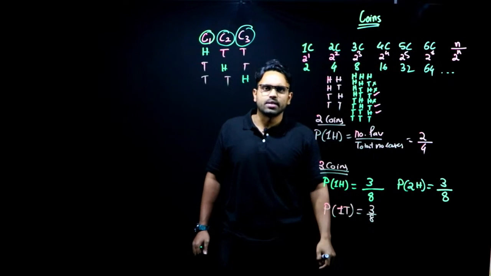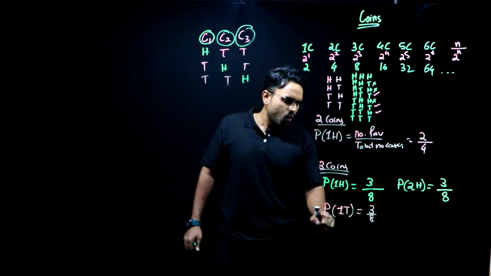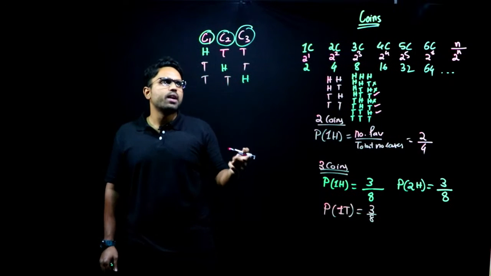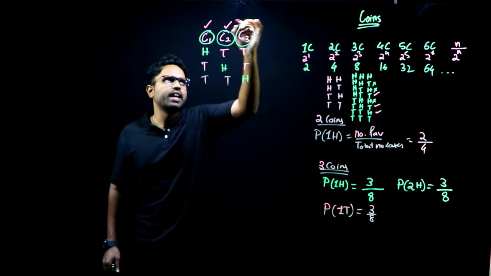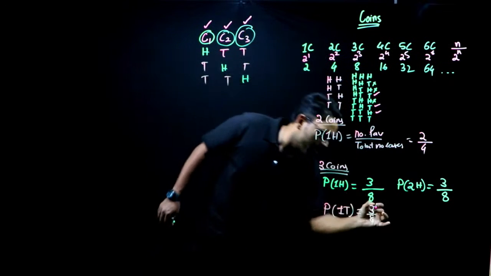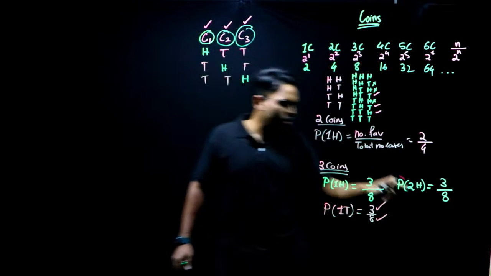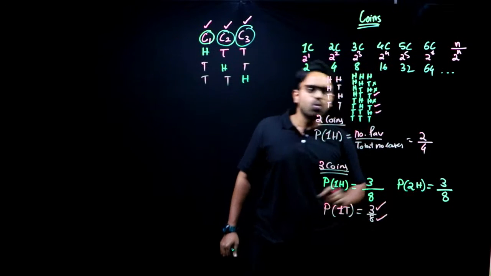3 favorable cases, so I'll get 3 by 8. Similarly, for 1 tail, where all can it appear? If I change this diagram, 1 tail can appear in the first toss, second toss or the third toss. So favorable cases is 3, total number of cases is 8. It is done. But you can also look at this question where it says probability of getting 2 head.